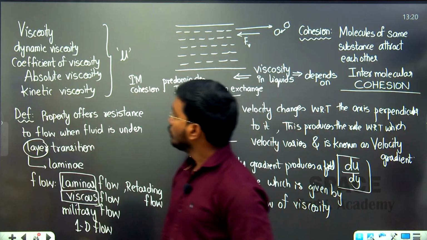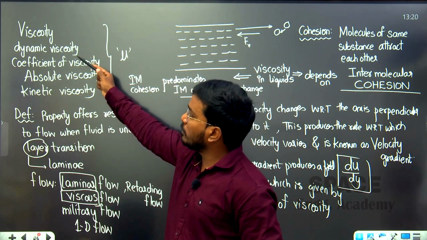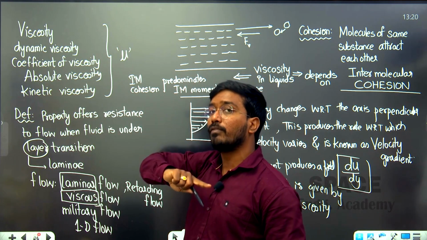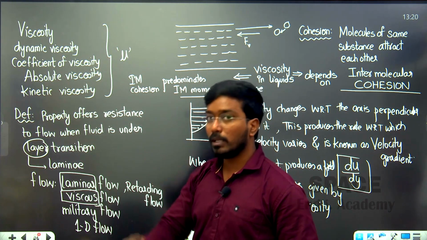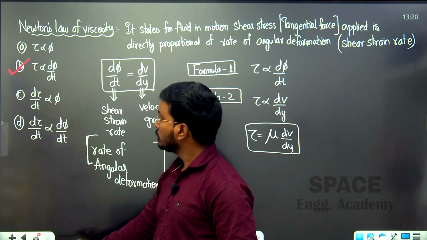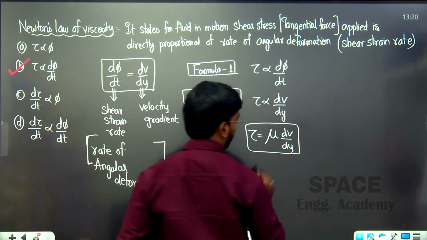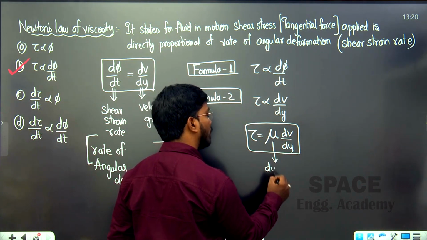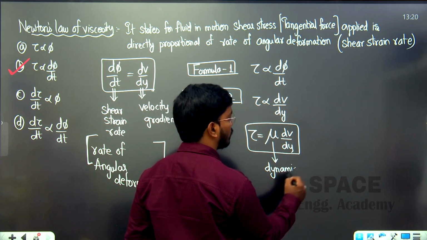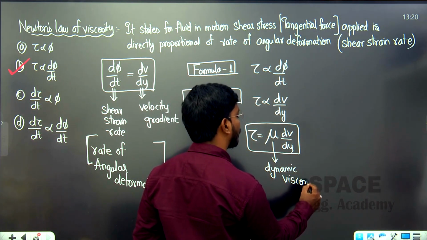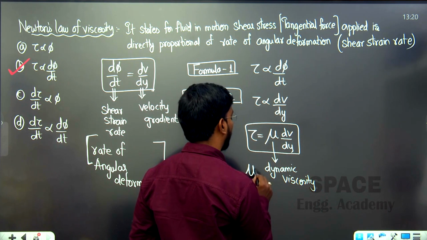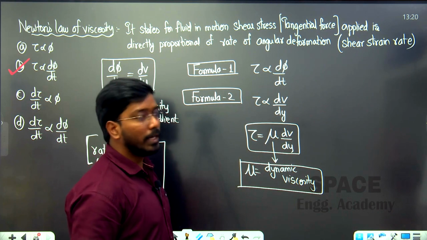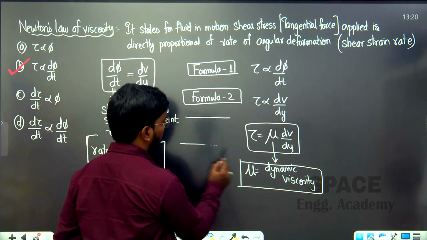What is this mu? Mu is viscosity: dynamic viscosity, coefficient of viscosity, or absolute viscosity. Dynamic viscosity is different from kinematic viscosity. For now I need to write any one name, so I am selecting dynamic viscosity. Mu is dynamic viscosity.